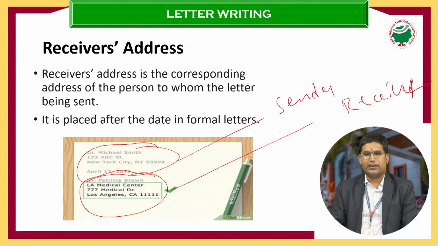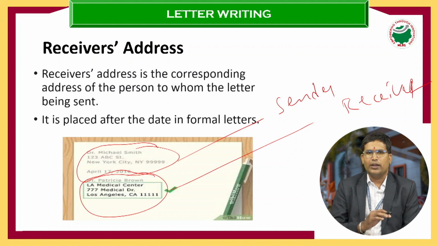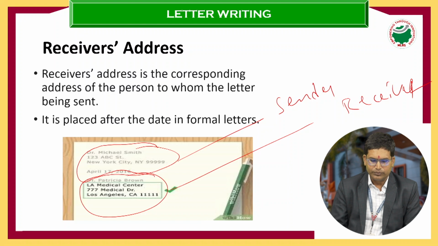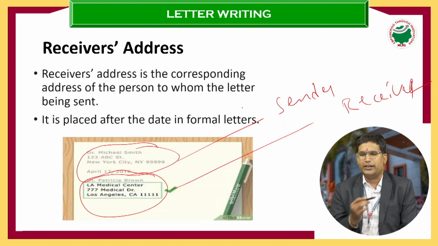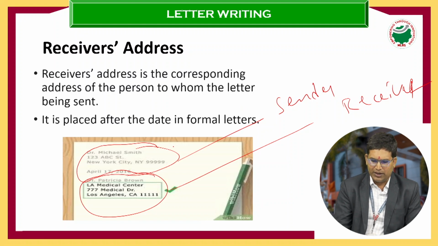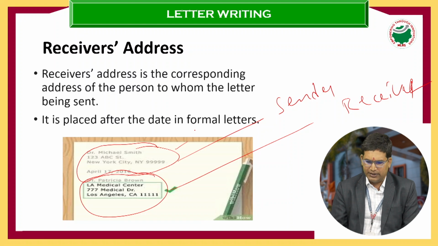The receiver's address is the corresponding address of the person to whom the letter is being sent. To whom you want to send a letter, he or she would be the receiver. It is placed after the date in formal letters. After the date, you need to write the receiver's address. In this example, I mentioned Dr. Michael Smith is the sender and Dr. Patrick Brown is the receiver. While writing a letter, this should be the focus.